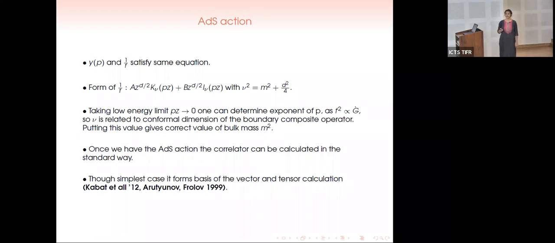So once we have the ADS action, then correlators can be calculated in the standard way, because we are already starting from the boundary theory, and so we will get boundary correlators automatically. So though this is the simplest case, this forms the basis of the vector and tensor calculation that has been shown in these papers also before.